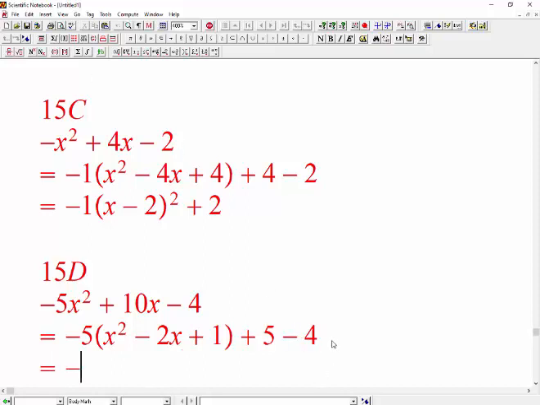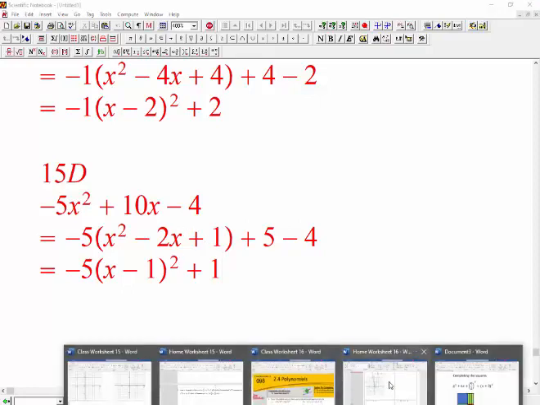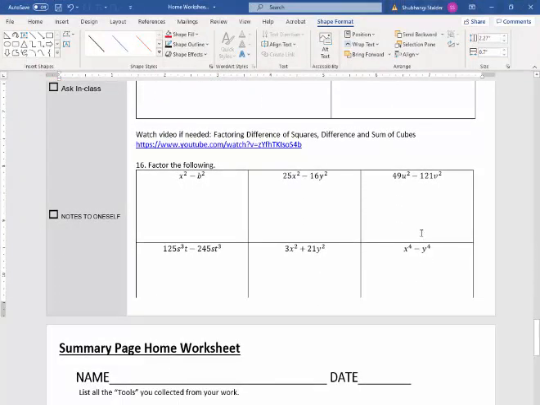So this will become -5 times (x minus 1) squared plus 1. Questions here? Everybody okay with this? Okay. All right. Any other questions in 16 homework? Oh, I guess that's the end. I didn't see the last.